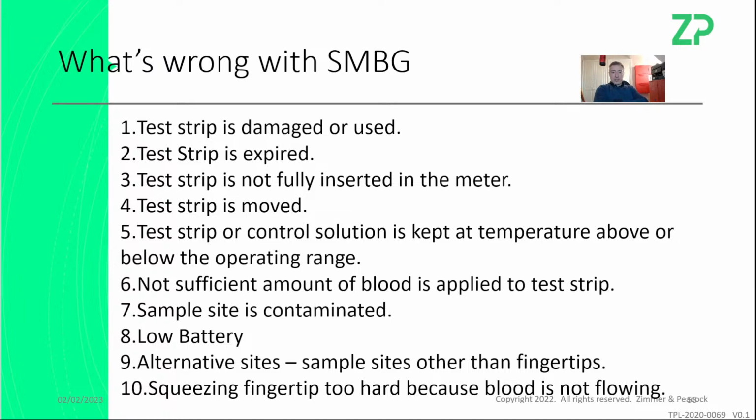Not sufficient blood is applied, even though these test strips only need about 300 nanoliters of blood, which is much less than a volume. The sample site is contaminated, so if you peel a banana and then make a glucose measurement on your finger, any kind of glucose that came off that banana skin will also confound the sensor. Low battery, that's just to sort of change the battery problem.